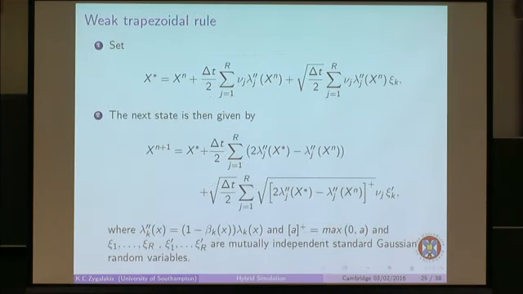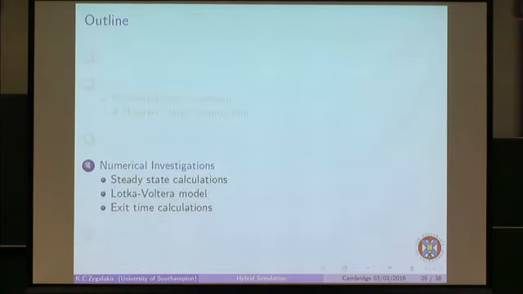I kept saying we're solving the chemical Langevin equation. The method we're using to solve it is the weak trapezoidal rule. This is a second order weak method, and it's a two-step method. In the original paper by David, you can also make it implicit. Here we just use the explicit version of it. That's all it is in terms of how to write down the numerical method.